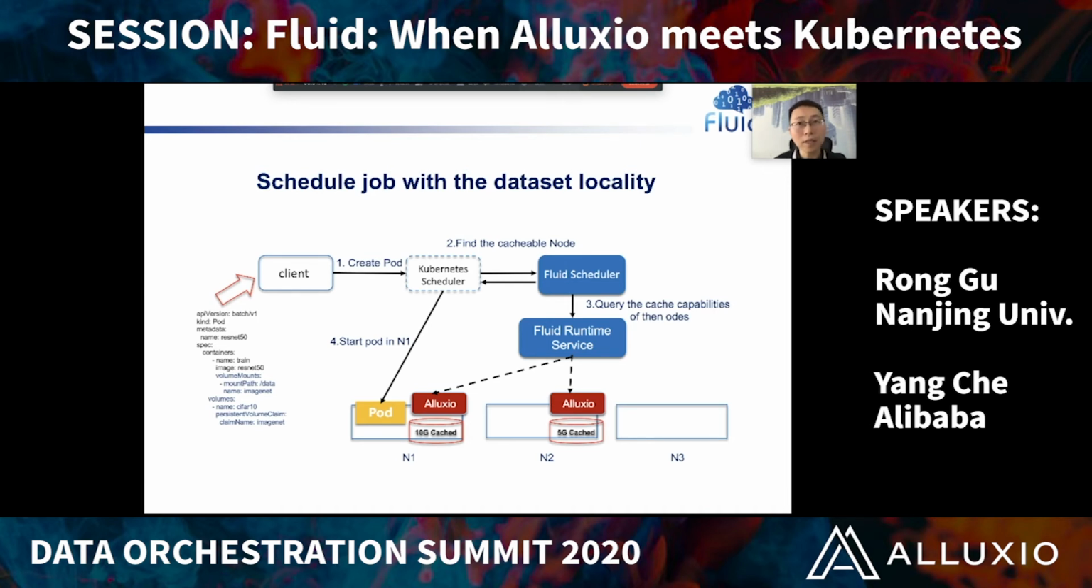The procedure is that the user creates a job or pod with the PVC name, which refers to the dataset name. Then the Kubernetes scheduler finds the cached node in step 2. It will filter out the nodes which don't have the cache engine on them. And in the third step, it will prioritize the order of the node list according to which node has the most cached data. In the end, it places the job or pod on the appropriate node.